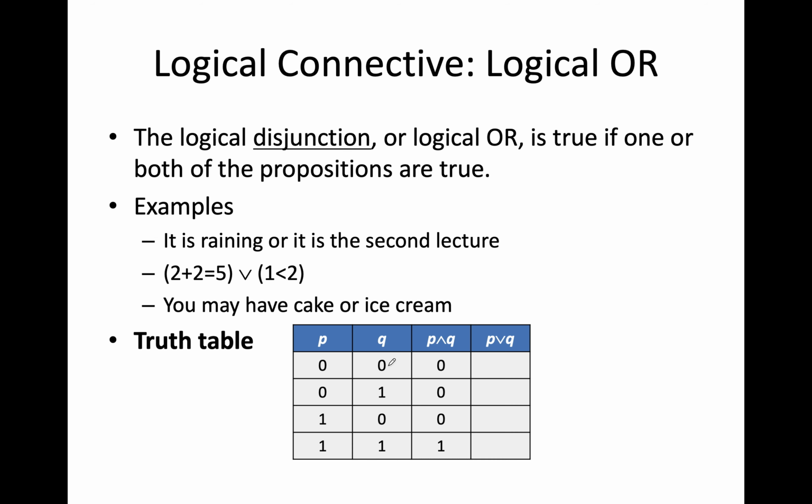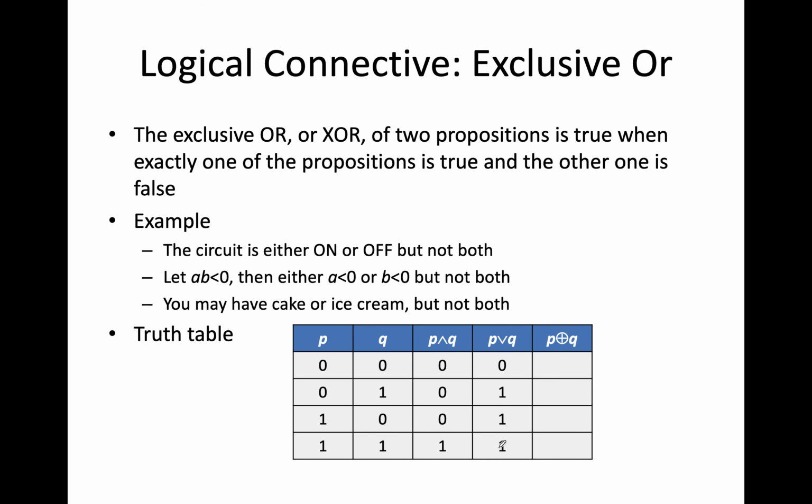So 0, 0 is still going to be 0 because we're not doing anything else with it. 0, 1: in a conjunction or an AND statement it becomes 0, but in an OR statement it actually becomes 1. Same thing here, same thing here. You just need one of those statements to be true, and that's how that works.